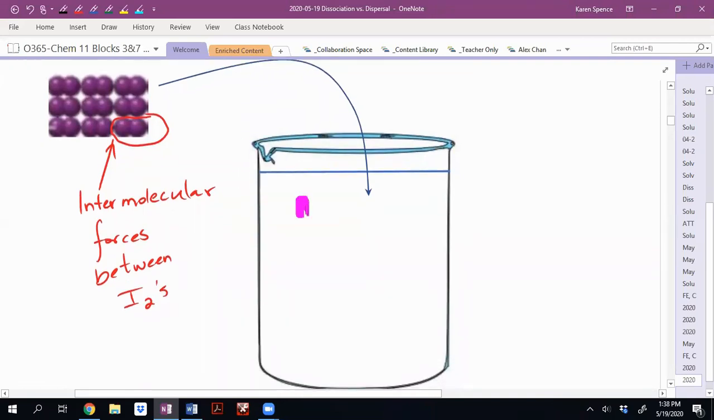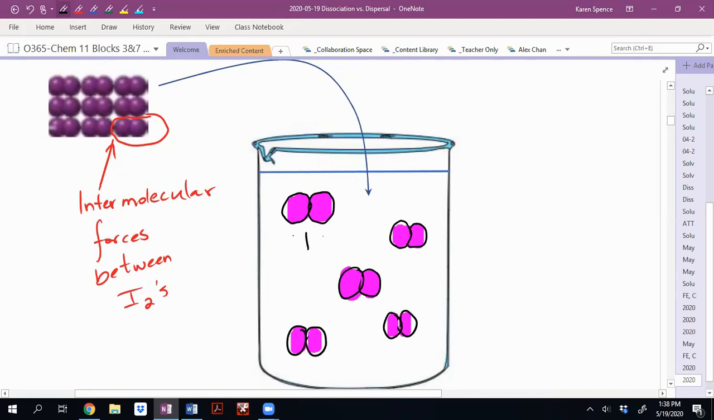Well, because they're not breaking apart, I would have an I and an I, and I would have another I and an I. I need a smaller font. There's an I and an I and I and I. And to make them look like they're actually stuck together, I'll go like this. Okay, there we go. That's minorly better. So this is I2, and now it is aqueous.